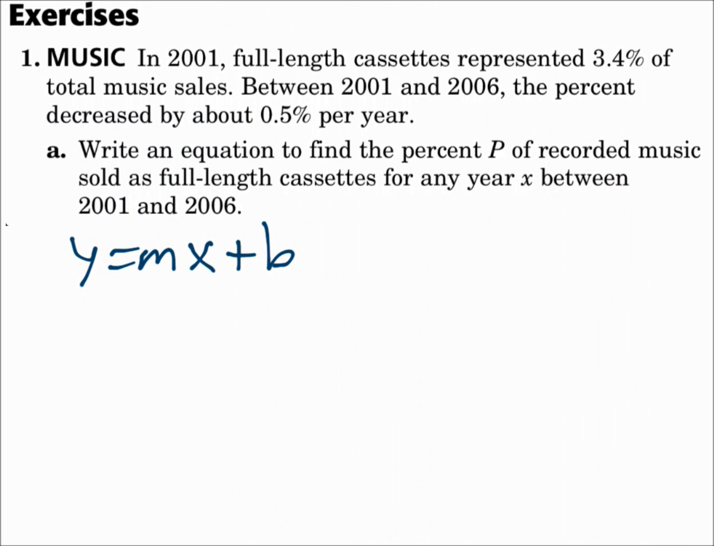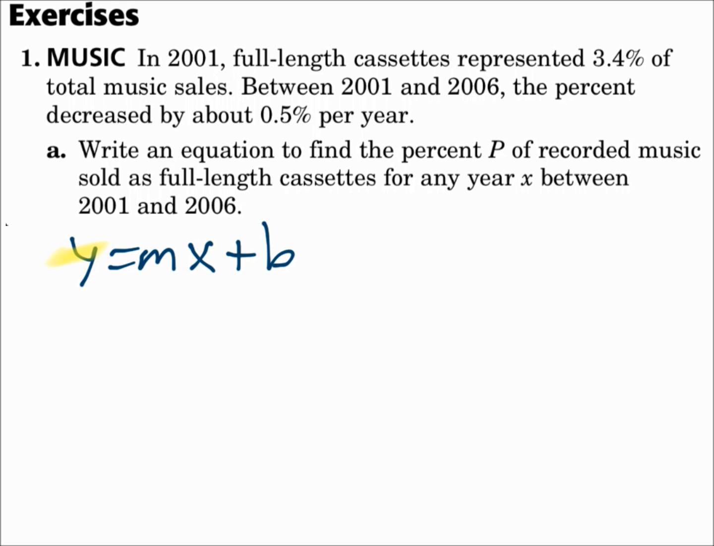Number 1. In 2001, full-length cassettes represented 3.4% of total music sales. Between 2001 and 2006, the percent decreased by about 0.5% per year. Write an equation to find the percent P of recorded music sold as full-length cassettes for any year X between 2001 and 2006. Well, this is going to be using slope-intercept form. Let's start by identifying each variable and number.